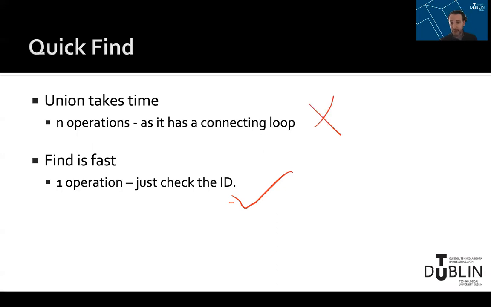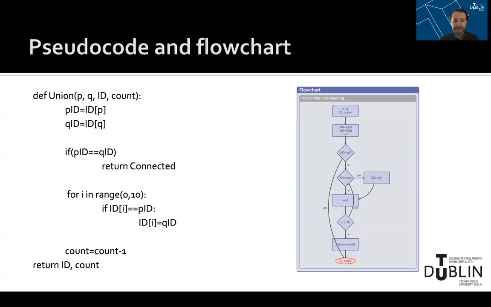So the next algorithm we're going to look at is the opposite. It combines things very quickly, but it's hard to find if they're connected. And there's reasons for that. So here we have our pseudocode and our flowchart. In class, I'm going to do a couple of written examples of this, and you'll also work your way through. In the next lecture, I'm going to do the quick union, which is, as I say, the extension of this, where it's able to combine things quickly, but it's hard to find if things are connected.